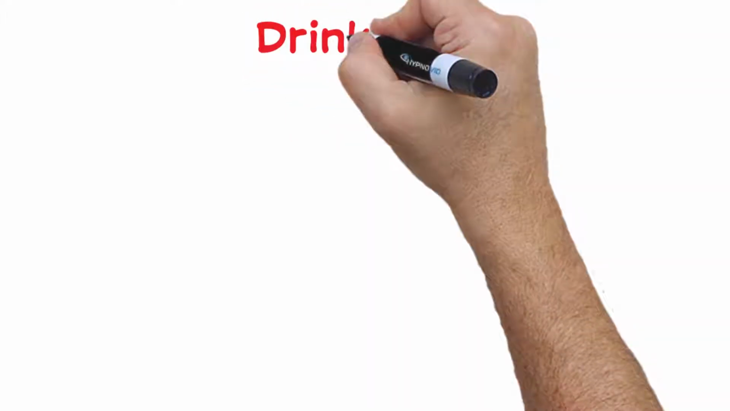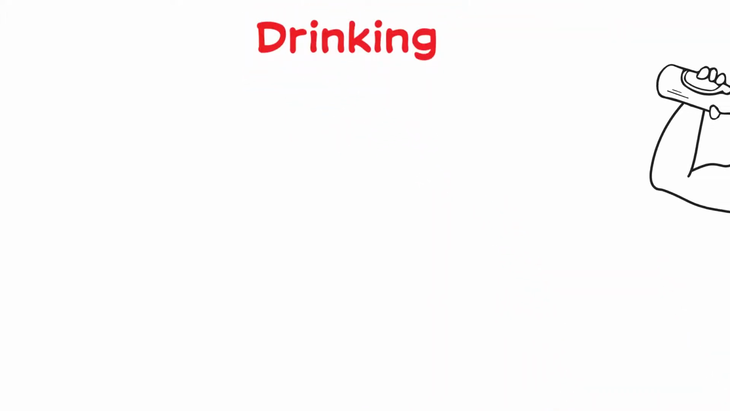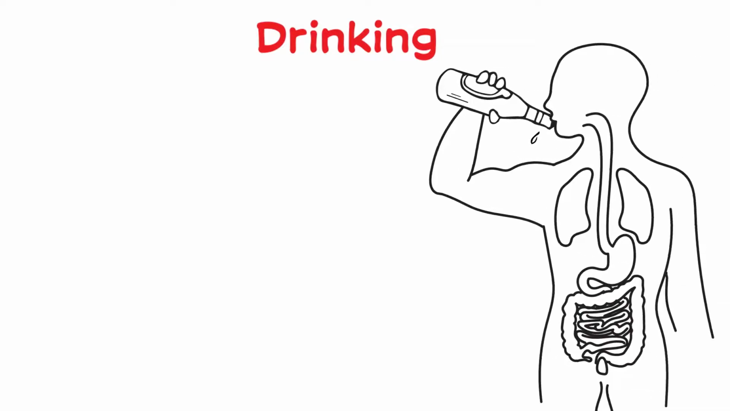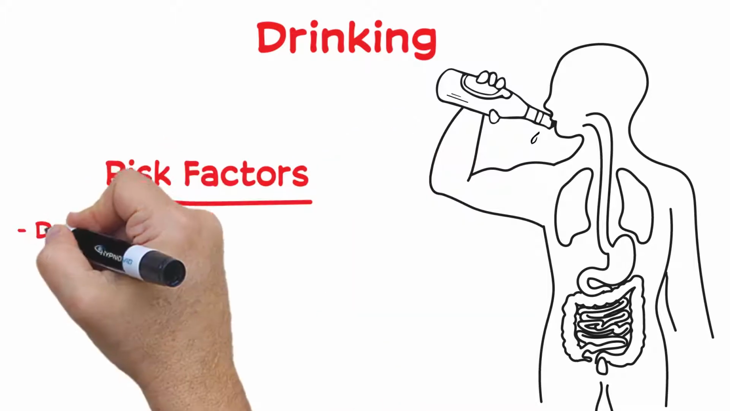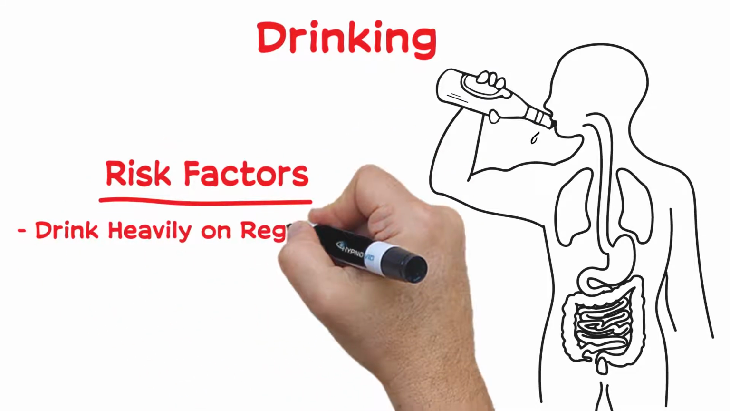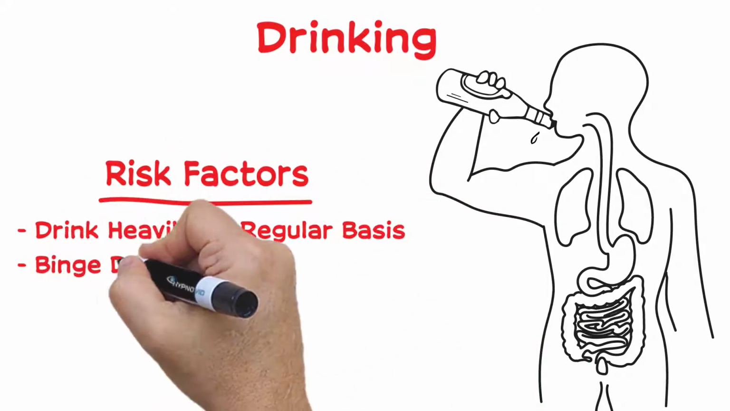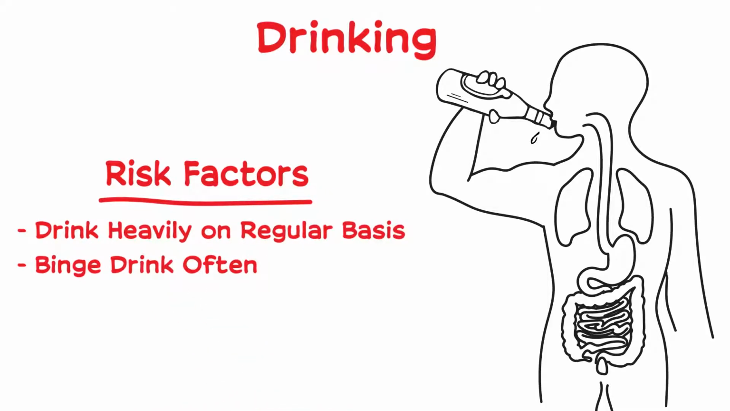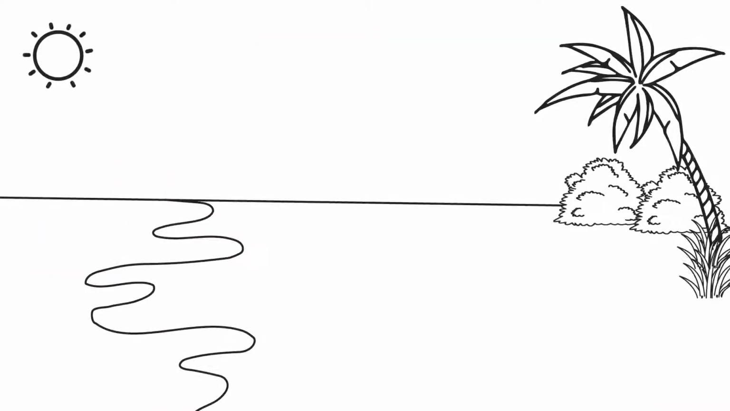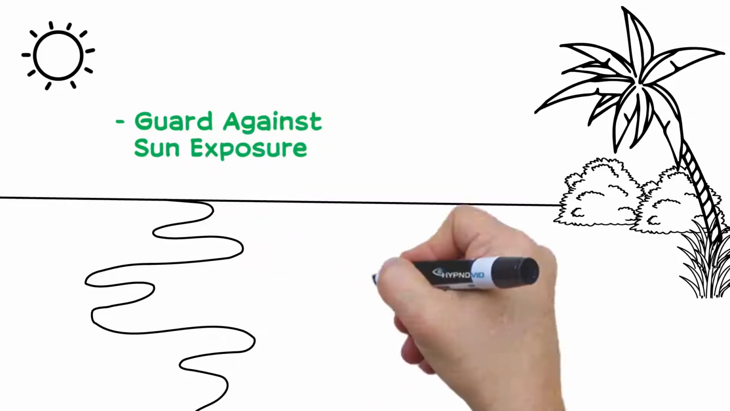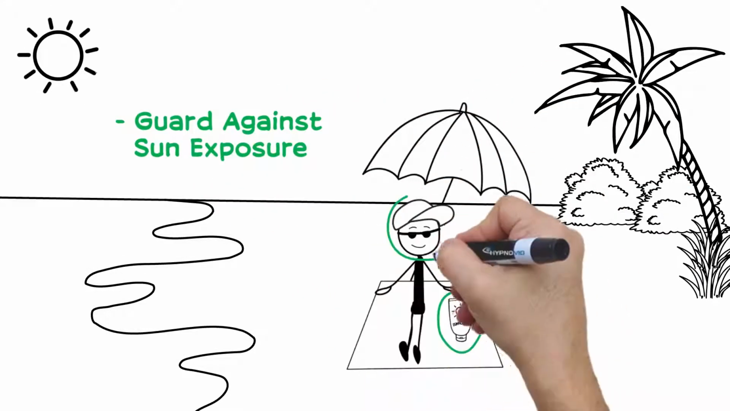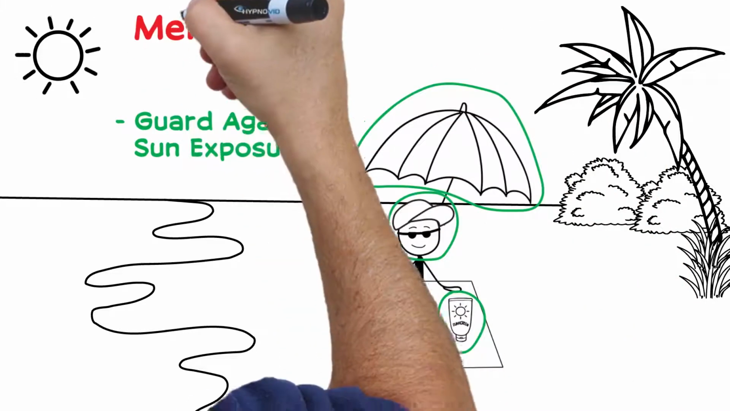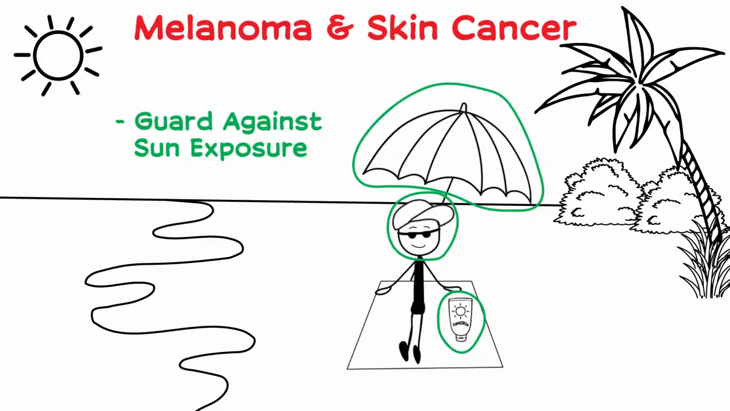Drinking heavily is also a known risk factor for certain types of cancer. Though there are studies that indicate 1 glass of wine or mug of beer a day can be beneficial, risk factors start if you drink heavily on a regular basis, more than 2 drinks a day, or binge drink often. Guarding against sun exposure is another easy lifestyle choice you can make to eliminate some of your risk. Regular sun exposure causes skin damage, which can lead to melanoma and various types of cancers.